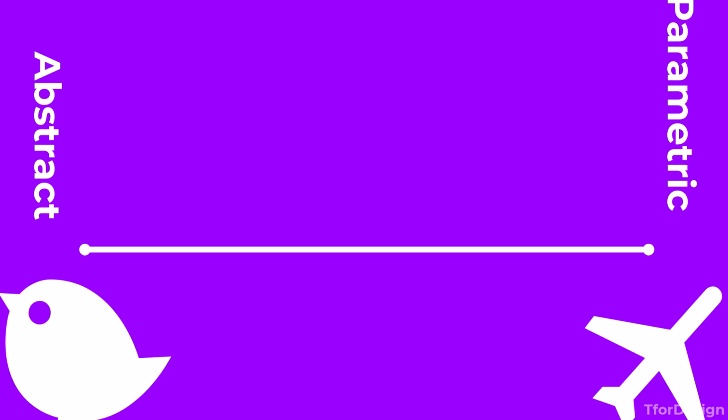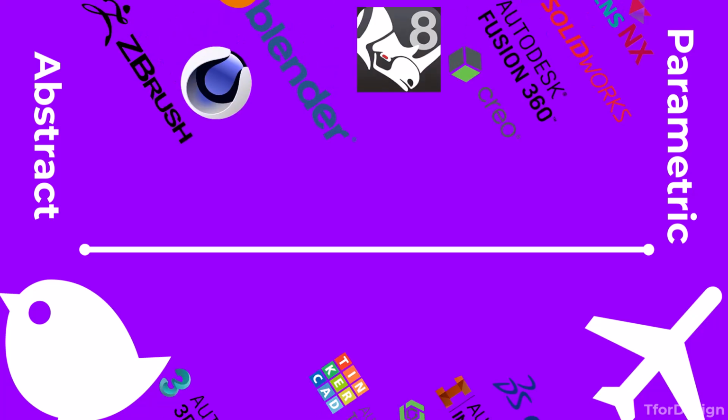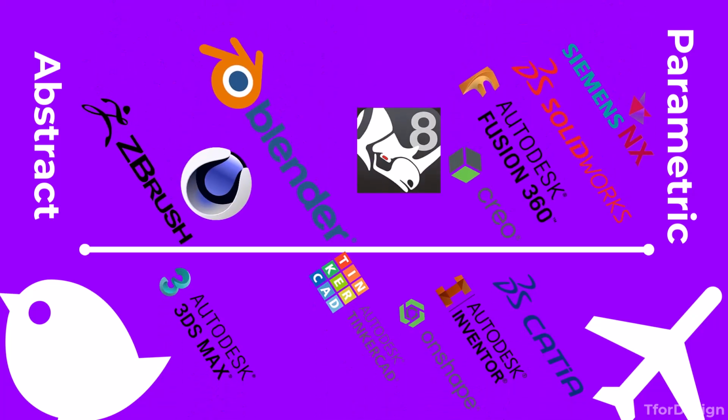Before we get started, I want to tell you about this spectrum we made up to try and explain the positioning of different 3D softwares. And in that spectrum, you have two ends. One end is artistic or abstract, and the other end is parametric. And there are different softwares that are scattered around this spectrum.